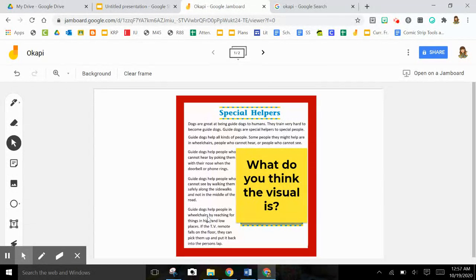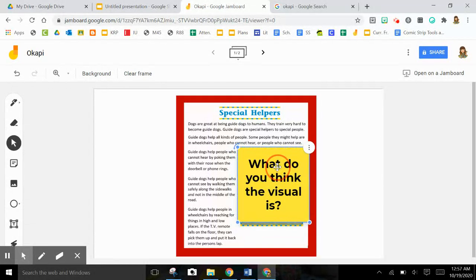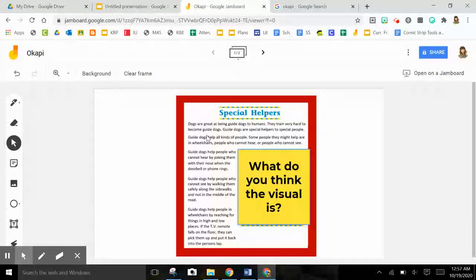Guide dogs help people in wheelchairs by reaching for things in high and low places. If the TV remote falls on the floor, they can pick it up and put it back into the person's lap. Oh my gosh, so this just gave us all kinds of good examples of why guide dogs can help. So I'm going to take a wild guess in my brain, and I want you to do that too, of what image you think is below this card right here. So what would make sense to help this text and help us understand it more? What do you think this image underneath here is?